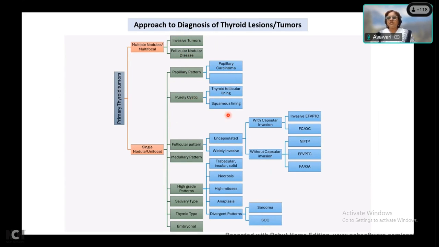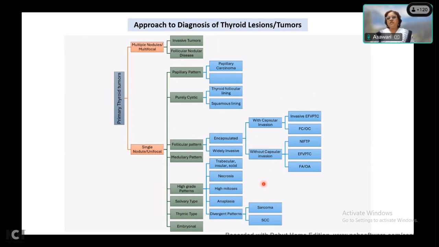Cystic, it could be a benign cyst. So what kind of lining, what kind of tissue you see in the wall. Then follicular pattern, medullary, we have nesting pattern, high-grade patterns where you look for mitosis, anaplasia, necrosis and all. And then there are some other cases. So when you look at the capsule, if you find a capsule, look for capsular invasion and vascular invasion, if any.